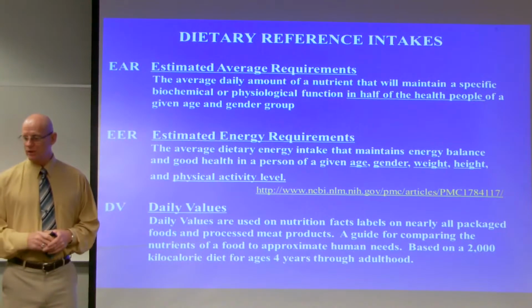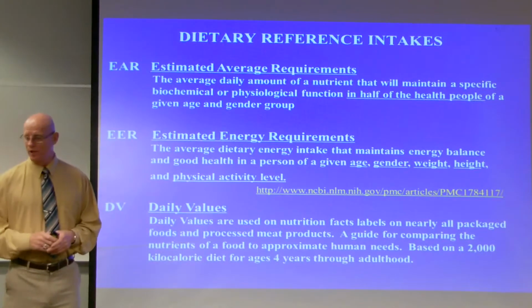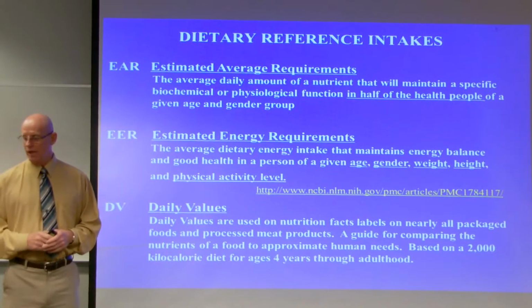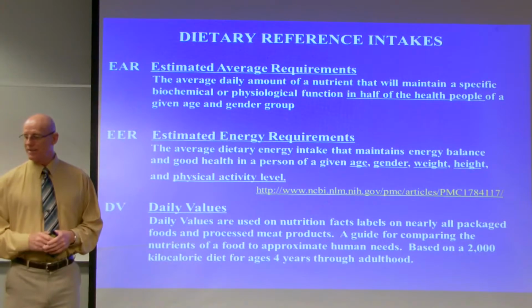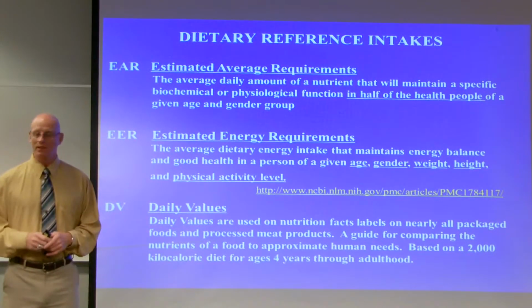The daily values, again, I'll go over this more in depth on the food labels, but briefly, daily values are used on nutrition facts labels on nearly all packaged foods and processed meat products. It's a guide for comparing the nutrients of a food to approximate human needs. It is based on a 2,000 kilocalorie diet for ages 4 years through adulthood.